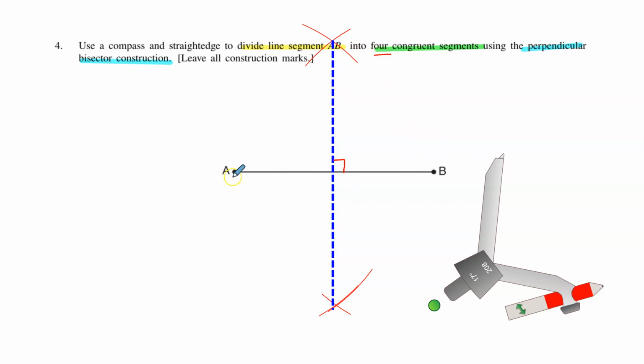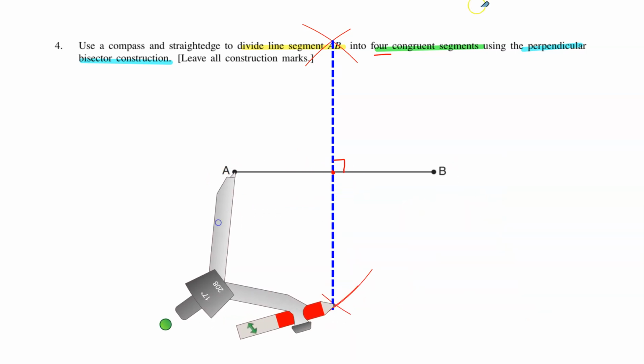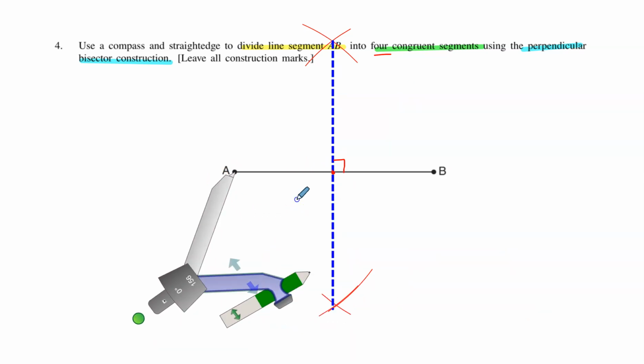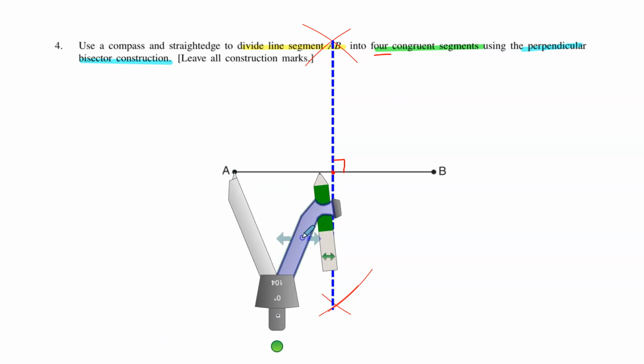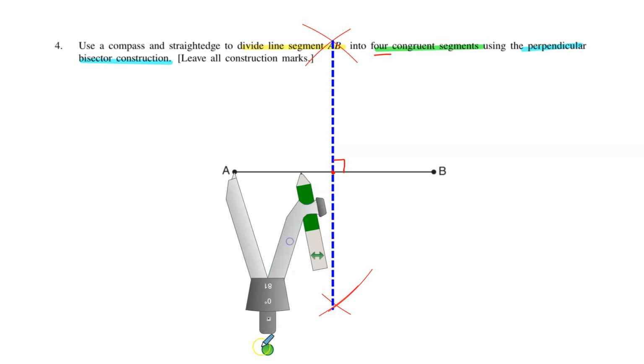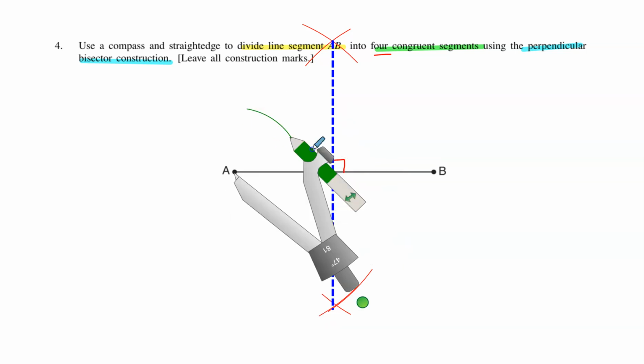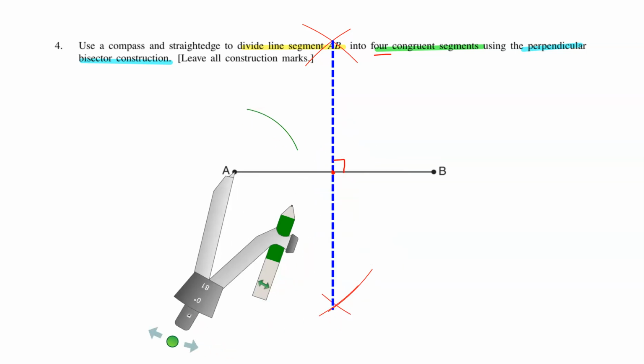So now I need to do that again. Now I got to use this point here as one of my endpoints. So A to the midpoint here. I'm going to do another divide. And I'll do this part in green. So again, more than halfway from A to that midpoint, make an arc above. Make an arc below.